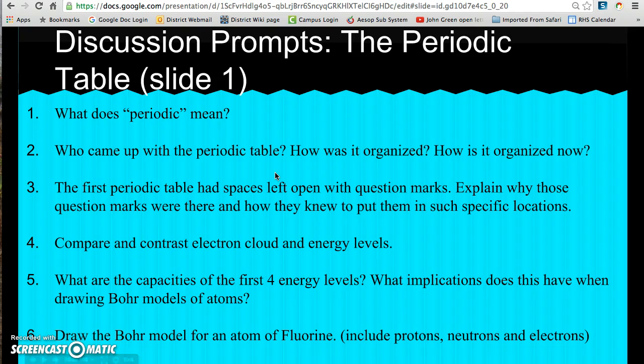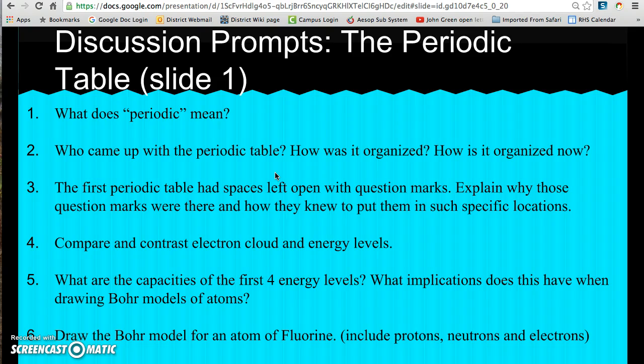Number five, what are the capacities of the first four energy levels, and what implications does this have? So the capacities are: the first energy level holds 2 electrons, second energy level will hold 8, the third will hold 18, and the fourth energy level holds up to 32 electrons. What implications does this have when drawing Bohr models?